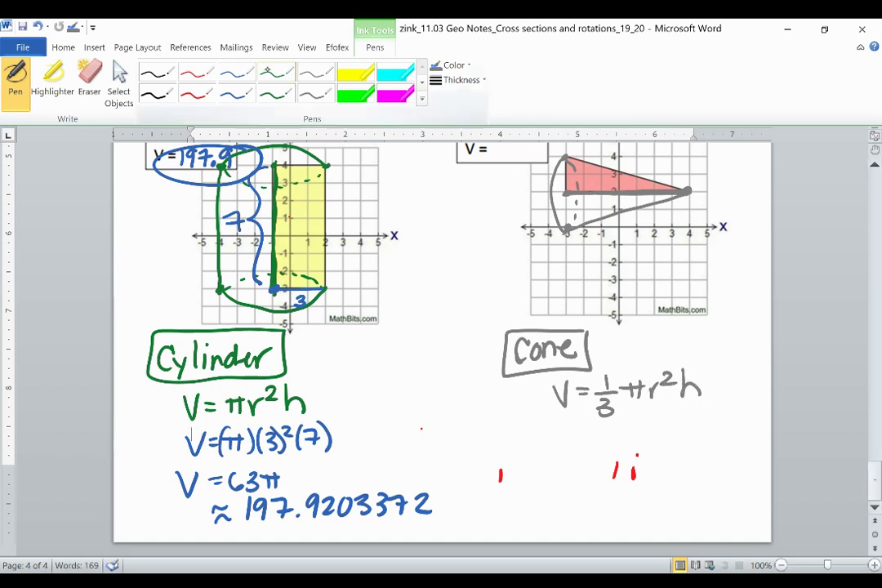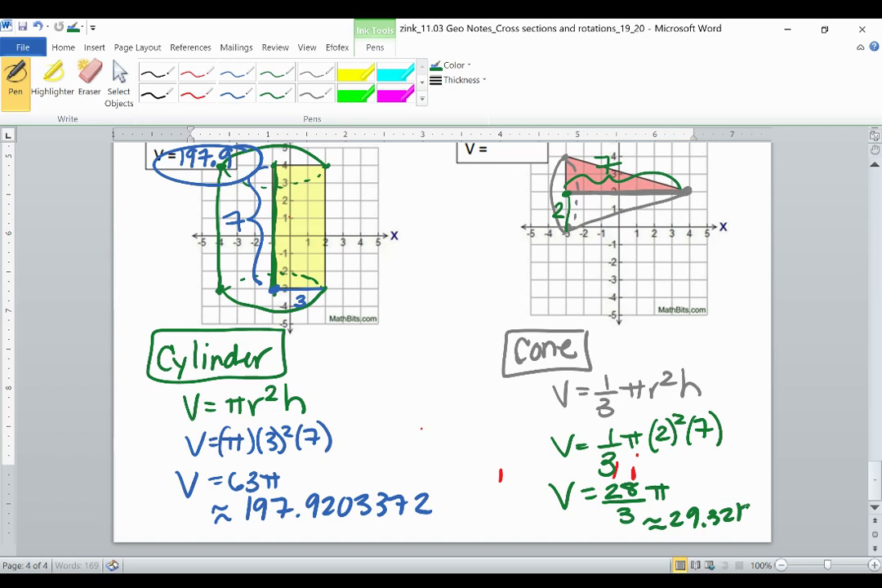So our radius here, from our axis over, would be 2. We count up, our height is again 7 boxes. So we take 1/3 pi, our radius is 2 squared times 7. That gives me 4 times 7 is 28. 28 times 1/3 would be 28 over 3 pi. So in my calculator, type in 28 divided by 3 times pi, gives me 29.32153143. Rounded to the nearest tenth would be 29.3 units cubed.